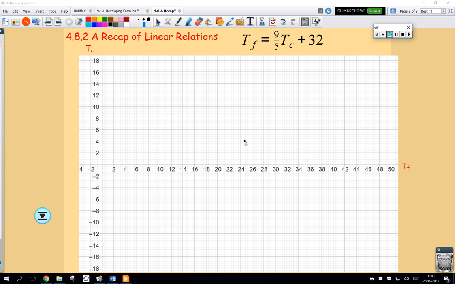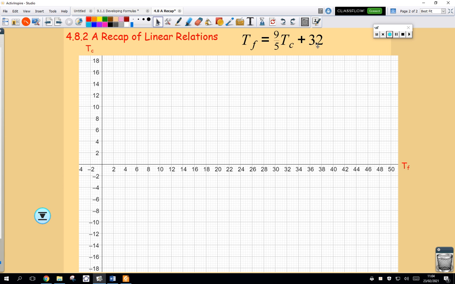So in this class I just want to do another quick recap on a few things to do with linear relations. Remember, linear relations produce straight line graphs. Here's a very well known linear relation. This is the conversion for Celsius into Fahrenheit in temperature. To find the temperature in degrees Fahrenheit, you multiply the temperature in degrees Celsius by 9/5 and then add 32. So, you take a fifth of it, then multiply it by 9, and then you add 32.